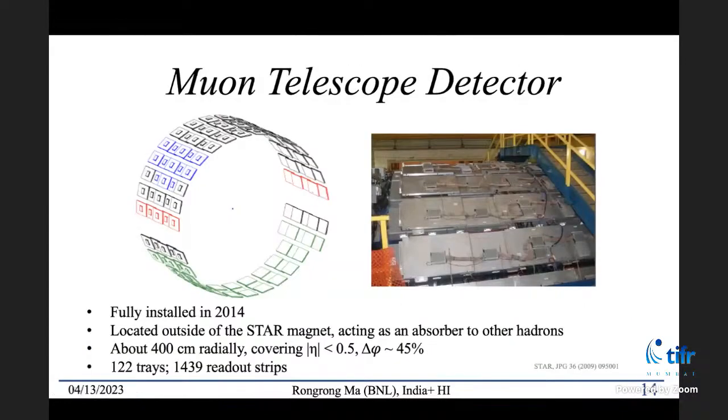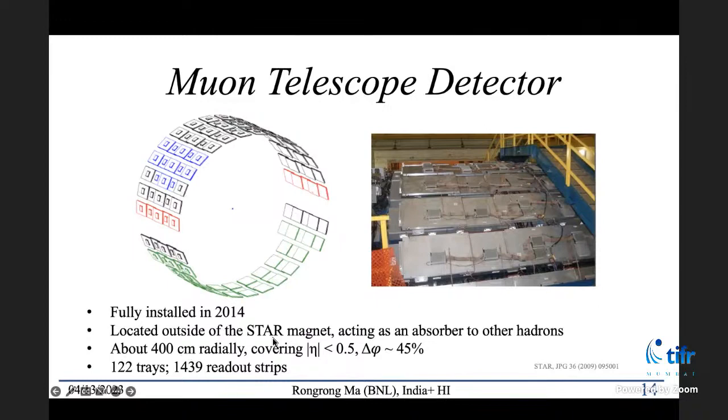Going into detail on the muon telescope detector, our main device for the muon channel: the MTD was fully installed in 2014, so this is one of the recent upgrades of STAR. Here I just show you the geometric figure of the MTD. On each row you have either five trays, or on the bottom, three trays, and that's because of physical constraints. On the right-hand side is a picture of the MTD, where you have 1, 2, 3 trays, which correspond to these on the left-hand side.